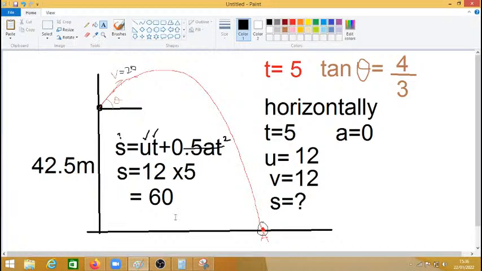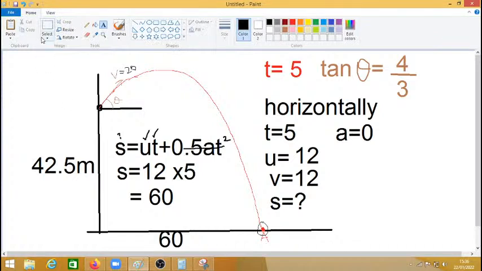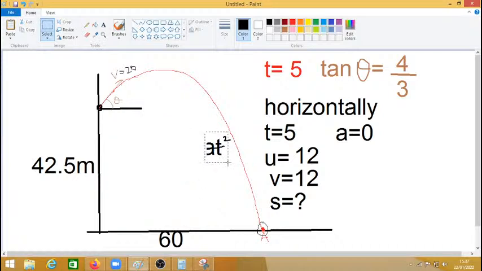Okay, good. So we've got this horizontal distance, which is 60. And then the next question is, can we work out the overall distance that the particle has moved? So the overall distance is this distance here from the beginning to the end. That's that distance here. So here we can use Pythagoras. We've got a squared plus b squared will give us c squared.